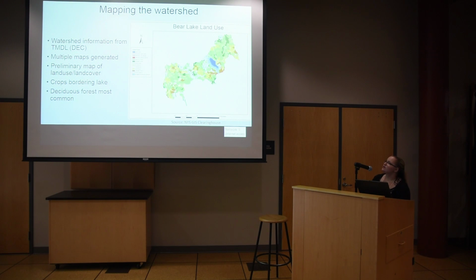So to start, I mapped the watershed of Bear Lake. The watershed information was from the TMDL given to us by the Department of Environmental Conservation. I generated multiple maps, including but not limited to this map here, which is land use, land cover. I generated one on geology to see the soils of the surrounding area, and a basic digital elevation model as well. So today I just wanted to touch on the preliminary map here of land use, land cover.